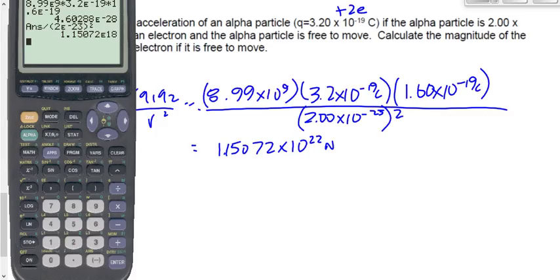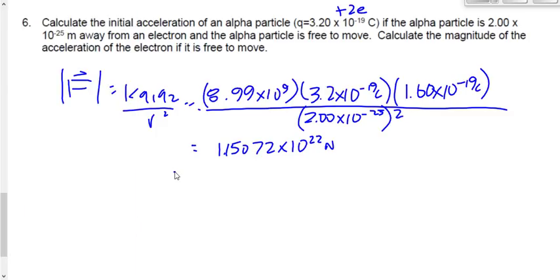Wait a second, I have 10 to the 22 on my sheet here. Oh, yeah. My denominator, I typed in wrong. It should be 2 times 10 to the negative 25, not 10 to the negative 23. So this is what it should be, 1.5072 times 10 to the 22 newtons.